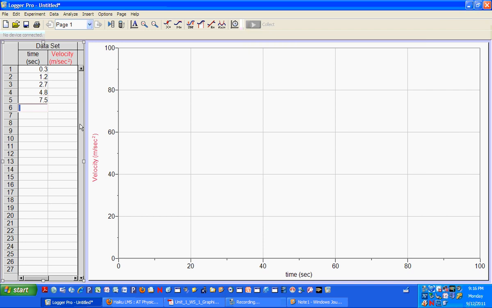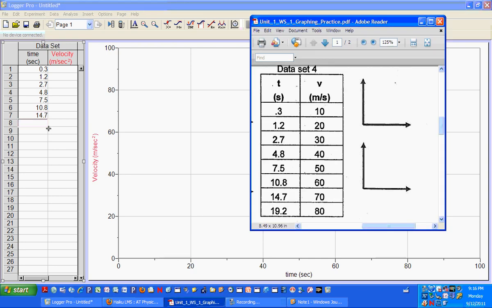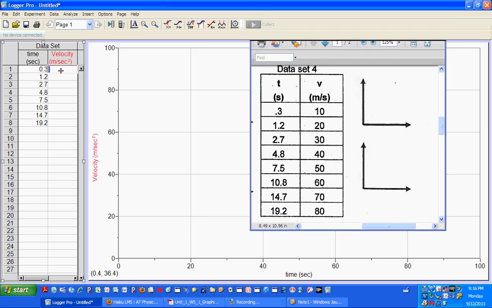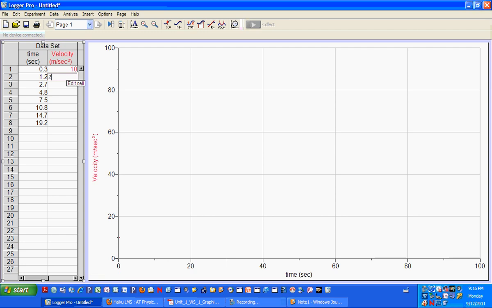10.8, 14.7. And then last but not least, 19.2. All right, so I'm going to go ahead and put in the times. This is 10, 20, 30 all the way up to 80. So that's easy. 10, 20, 30, 40, 50, 60, 70, 80.